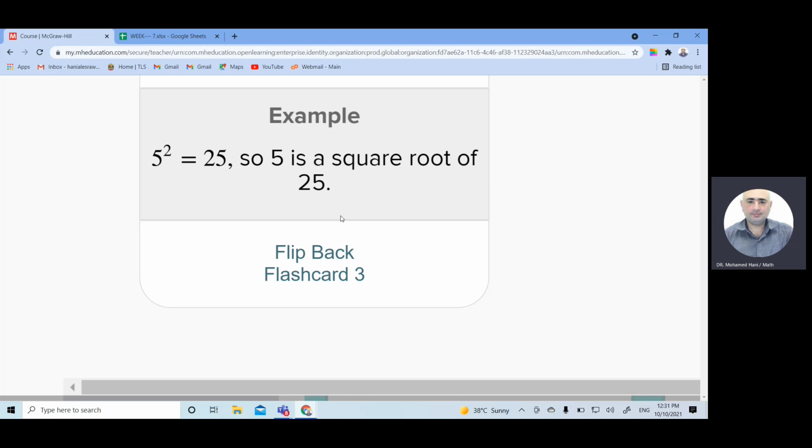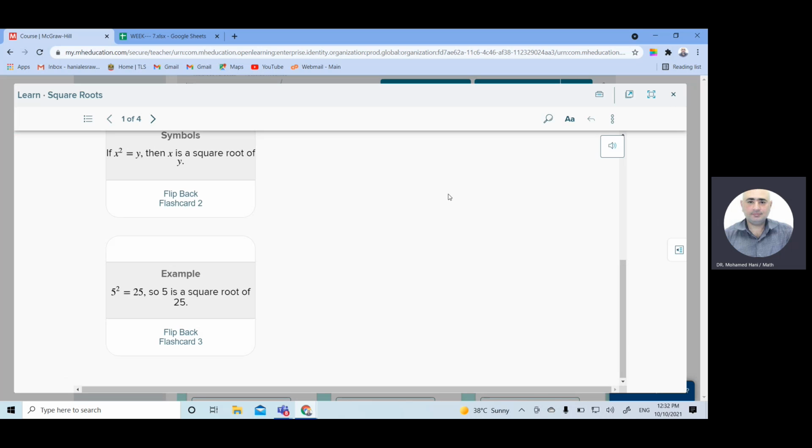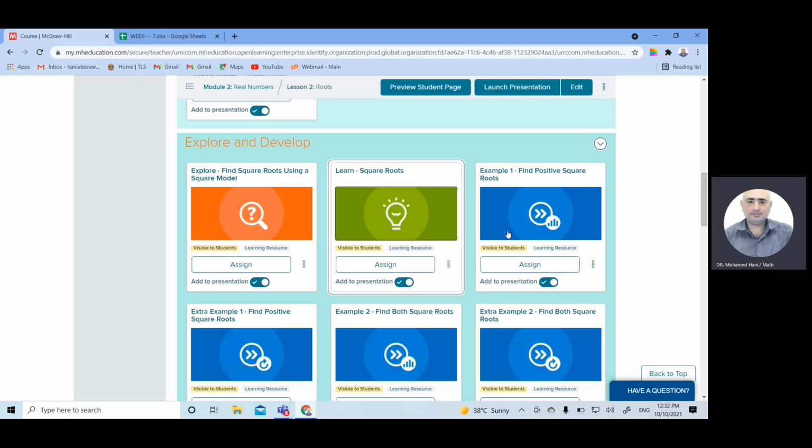So any number has two square roots, positive and negative. When I say the square root of 49, it equals positive or negative 7. The square root of 64 will be positive or negative 8. So this is the meaning of the square root.